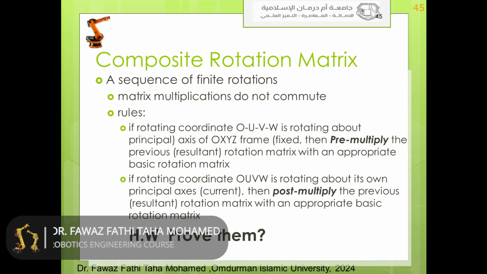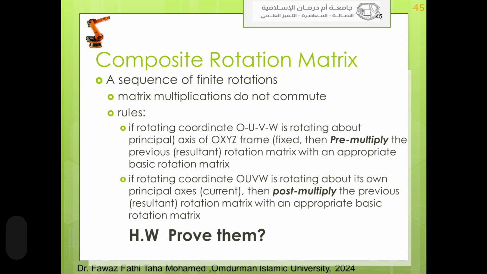Here as a homework, you have to prove it, okay? And you can find the answers in the references. Also, there are two methods to prove them, and we can see them in the minimum representation. We can take a look at one of these methods.